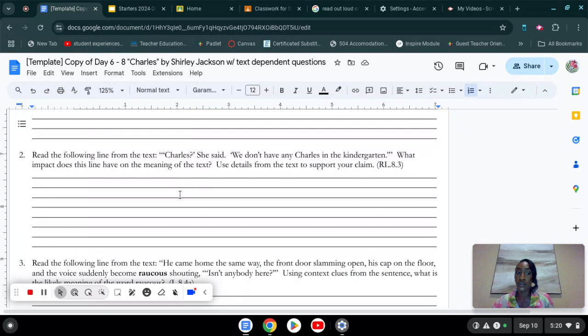Question number 2, it says read the following line from the text. So that means here's a quote from the text. It says, "Charles," she said, "we don't have any Charles in the kindergarten."